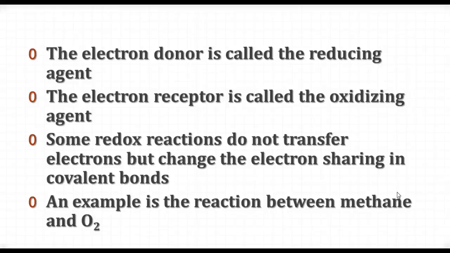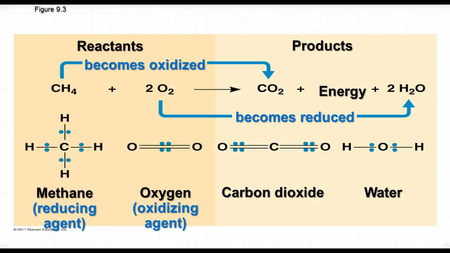Sometimes, especially in biological systems, you have a redox reaction that doesn't actually involve the transfer of an electron from one substance to another, but a change in the sharing characteristics. So if you look here at the oxidation of methane, methane is going to be the reducing agent, and it's going to lose some energy, and the oxygen is going to be the oxidizing agent. And so what we have here, rather than a transfer of electrons, is a change in the electron sharing.